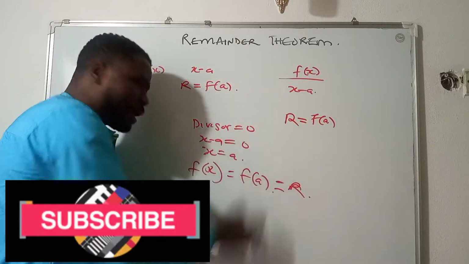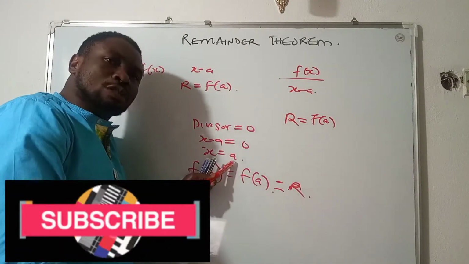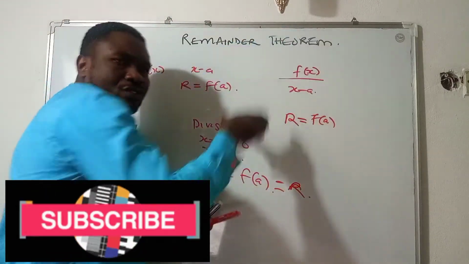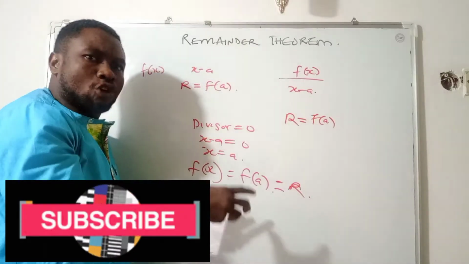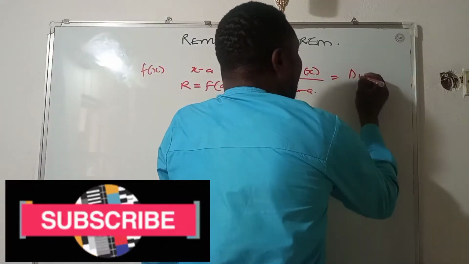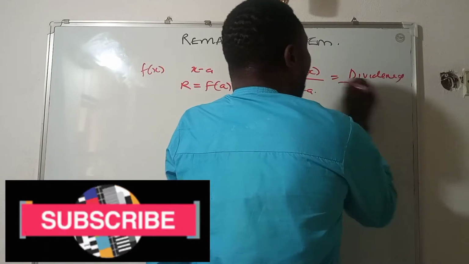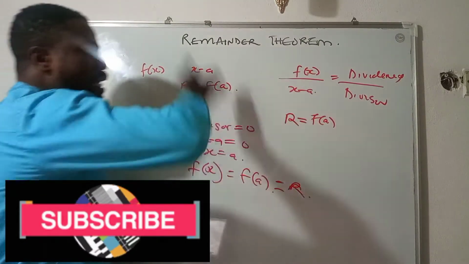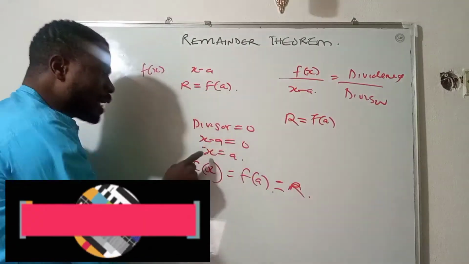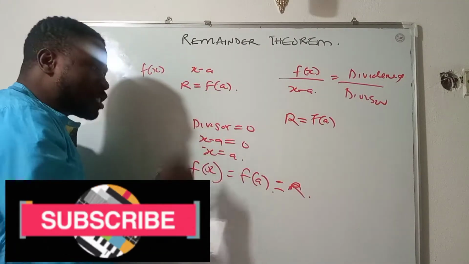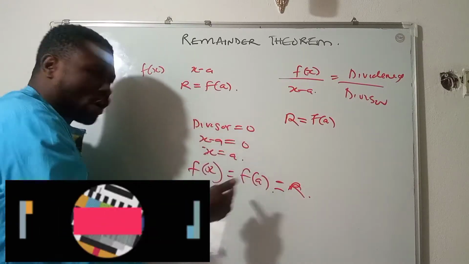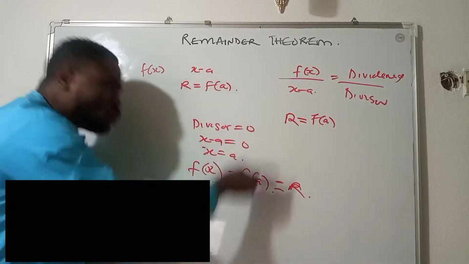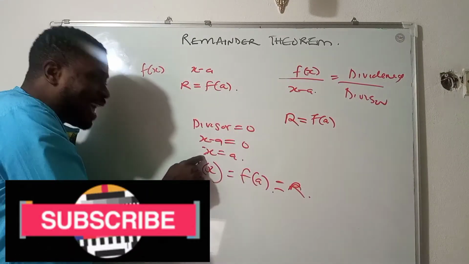Because x is equal to a, what you then do is substitute this a in the expression f of x. Remember that f of x in this case is your dividend. I told you before that the numerator is called the dividend, while the denominator is called the divisor. So when you say divisor equal to 0, you make the variable of the divisor, the x, the subject of the formula. Once you do that, in this case, we're going to have x equal to a.